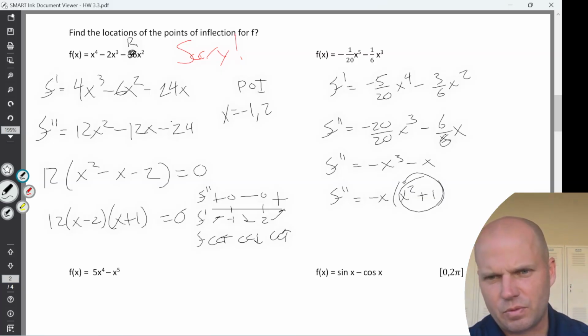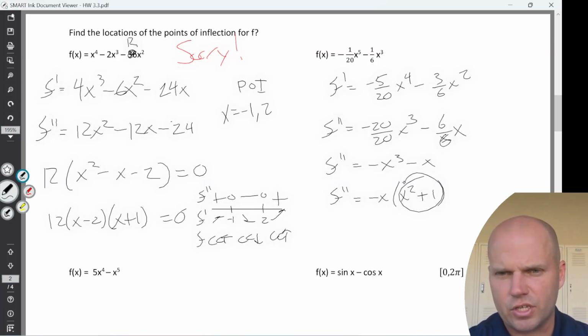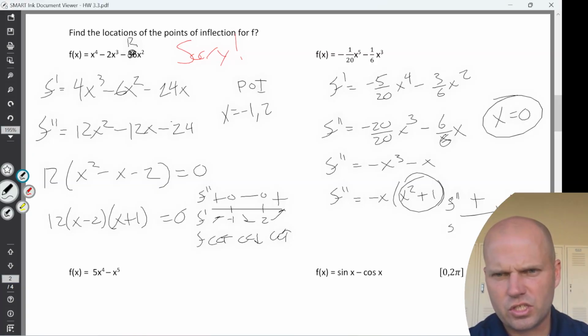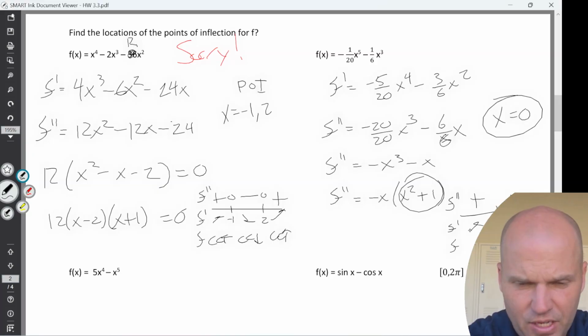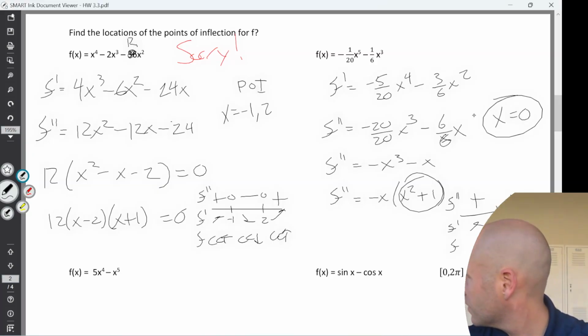There are no solutions from here. X squared plus 1 is never 0. It's only positive. The only solutions at 0 will be negatives and positives, which means we only have 1 point of inflection at 0. There are no solutions to x squared plus 1 equals 0. So we're looking at concave up, then concave down.